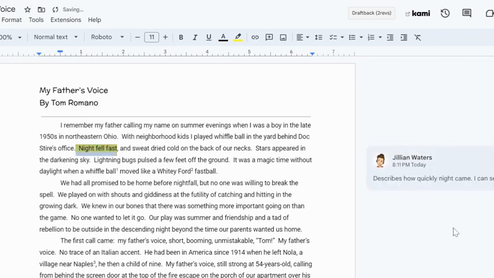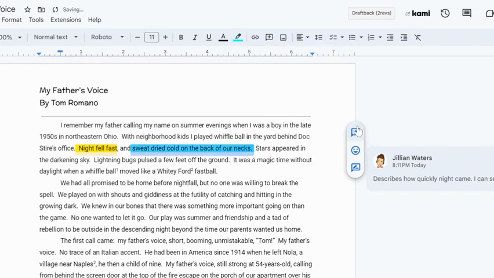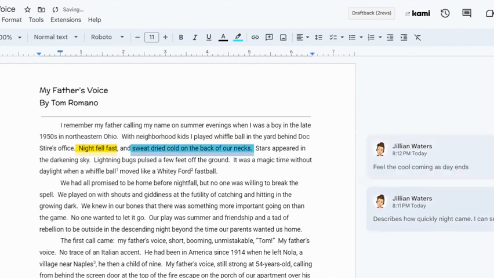If I was writing on the text, I might draw an eye or something like that as a symbol for what I can see. Sweat dried cold on the backs of our necks. I can feel that feeling, something that I've experienced. So I'm going to put that there. We can feel the cool coming as day ends. So I can put some ideas there.